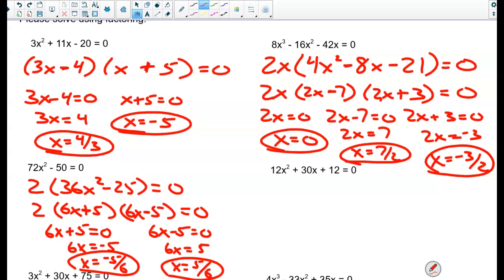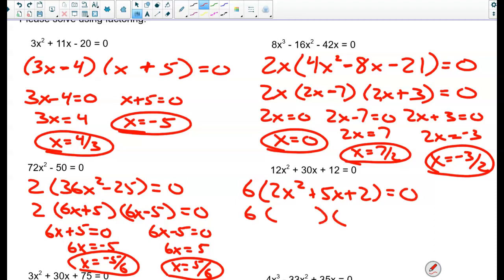So here we're going to take our GCF out. In this case, it's 6. And I'm left with 2x squared plus 5x plus 2. And this is a great example of making intelligent guesses, or a great problem to make this example out of.